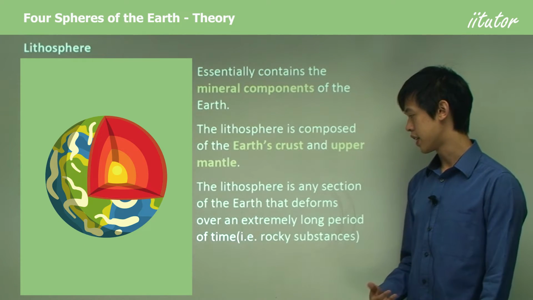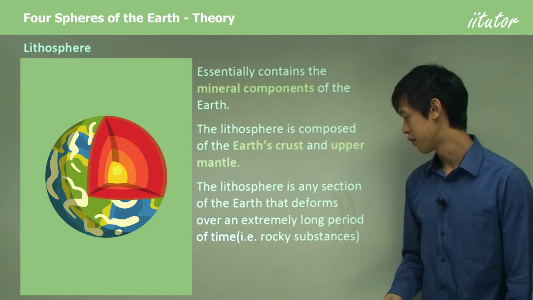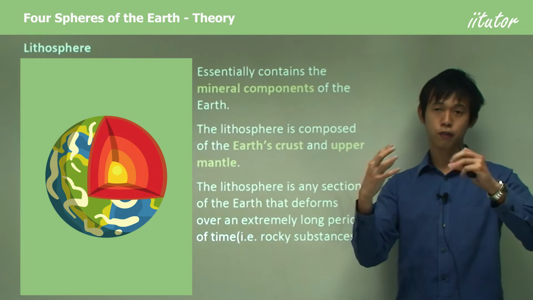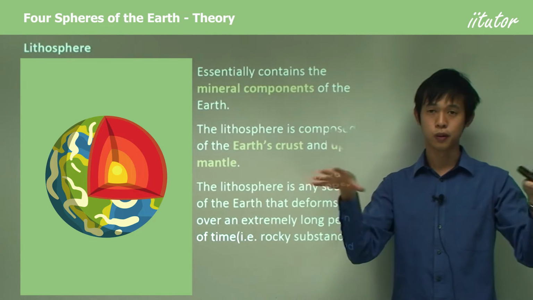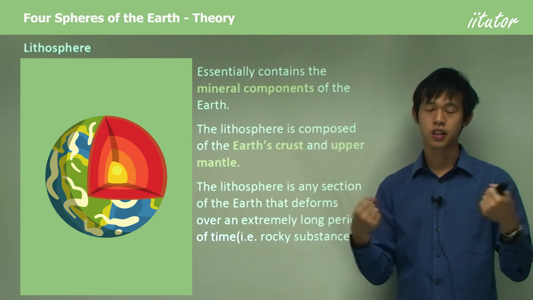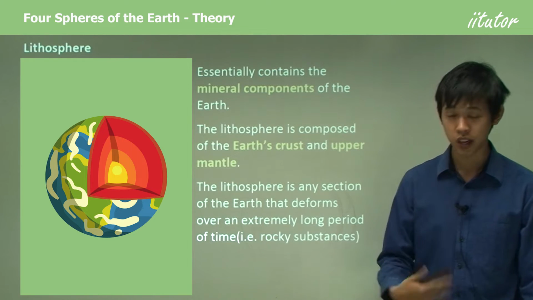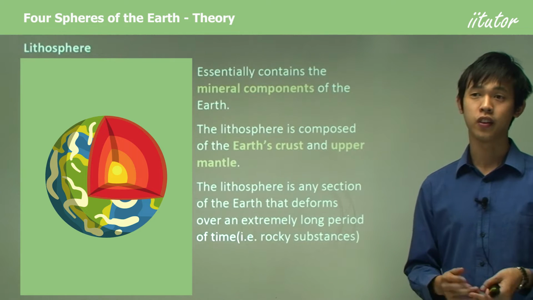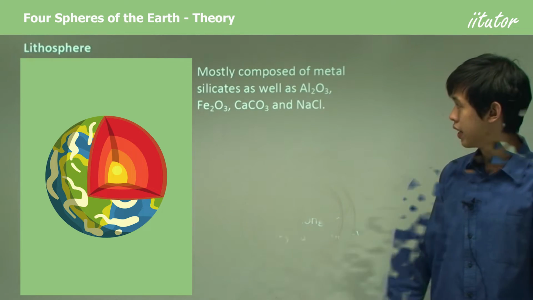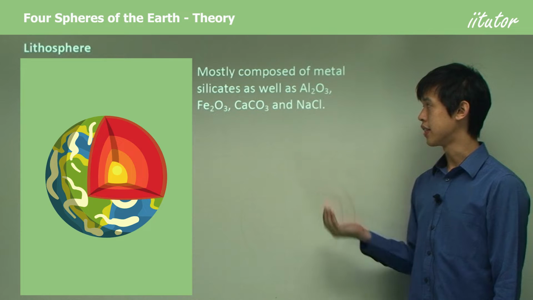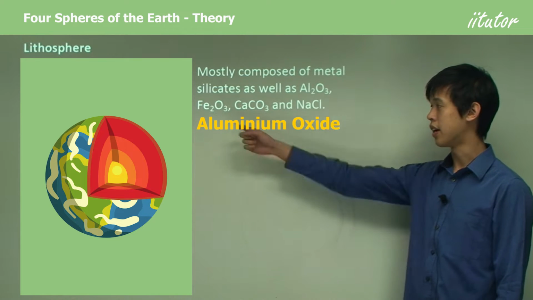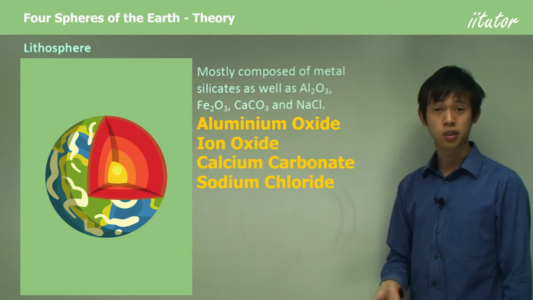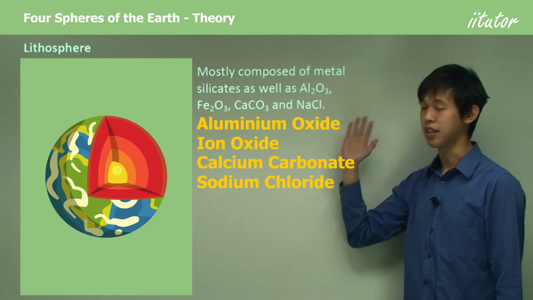So the lithosphere is any section of the Earth that deforms over an extremely long time period. So another way of looking at it is, imagine that you have rock, and the rock on the Earth is moving, but very, very slowly. And when it collides with other rocks, it deforms. We can consider any of the lithosphere to be any part of the Earth that deforms over immensely long periods of time. Now, what it's composed of is mainly metal silicates, as well as aluminium oxide, iron oxide, calcium carbonate, and sodium chloride. So it's mostly composed of metal silicates, but there are other chemicals like these scattered around.